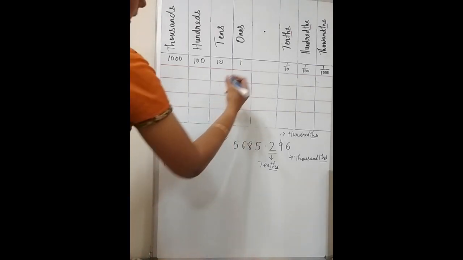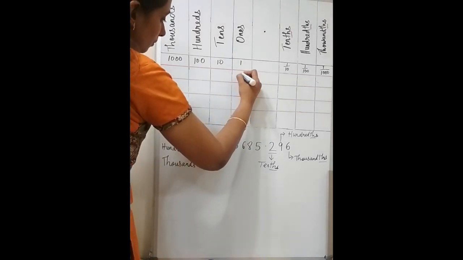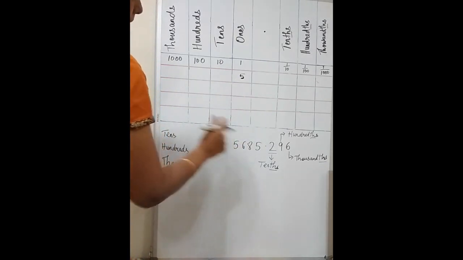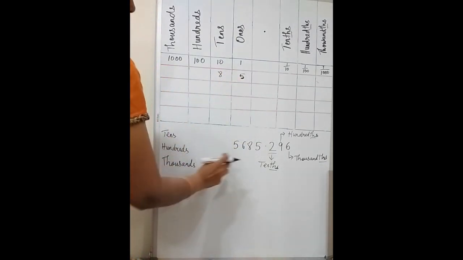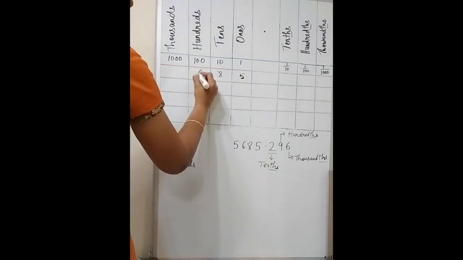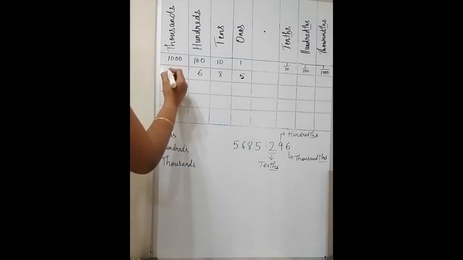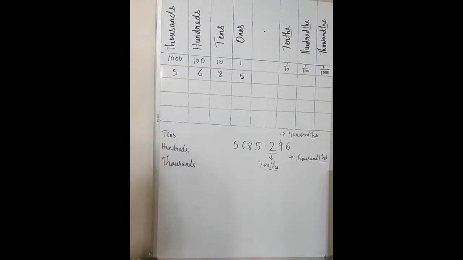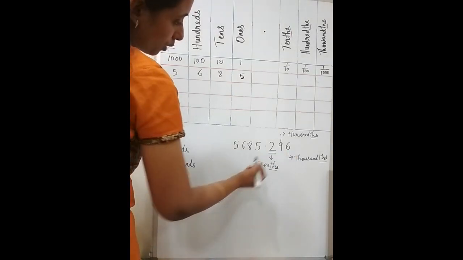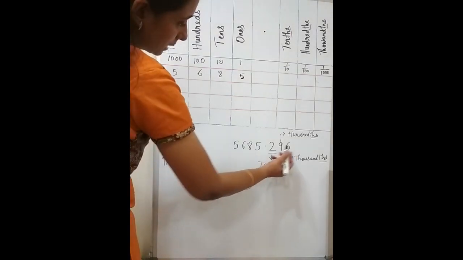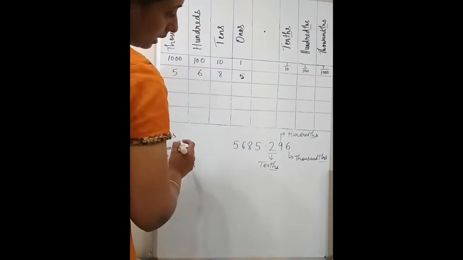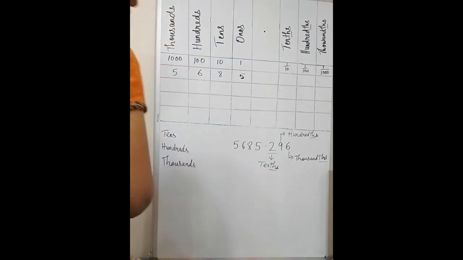So in the ones place I have 5. In the tens place I have 8. In the hundreds place I have 6. And in the thousands place again I have a 5. Now, in the same way, the decimal part of this number is 296. We have a decimal point here and the decimal part is 296.